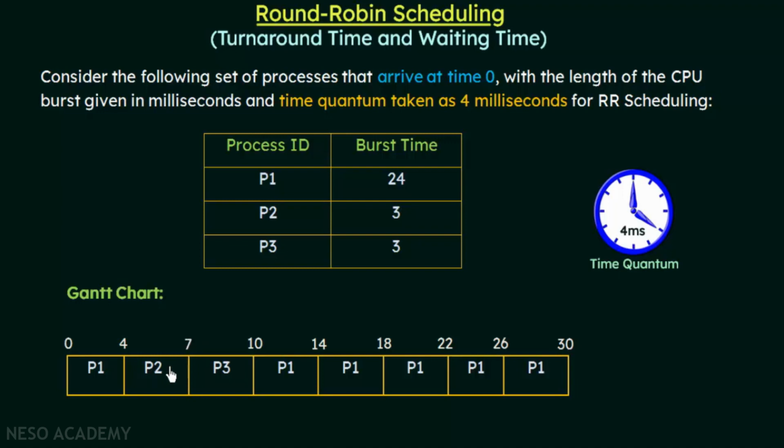So at 7 milliseconds, P2 will voluntarily release the CPU because its burst time was only 3 milliseconds, which is less than the time quantum. So we don't have to preempt P2, but it will voluntarily by itself release the CPU. Now at 7 milliseconds, the CPU will have to be assigned to the next process in the queue. So which is the next process? It is P3. So P3 gets the CPU at 7 milliseconds.